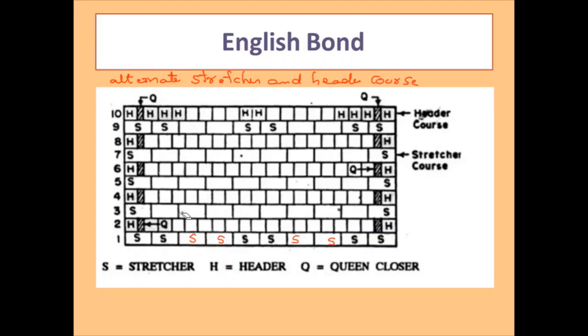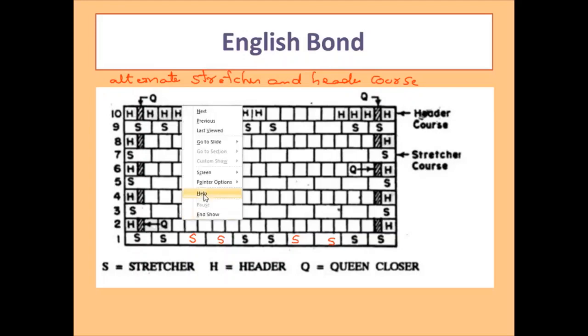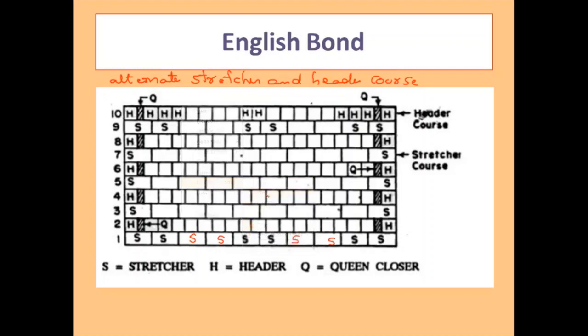Okay, vertical joints come in the same line. So what we have to do is place a queen closure here. Now if you place the queen closure, and beside that you keep another header, another header, another header like this, then vertical joints will not come in the same line. So in this bond, lap length is achieved by placing a queen closure.